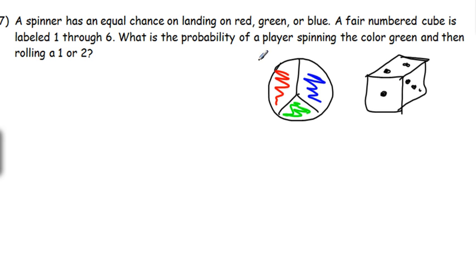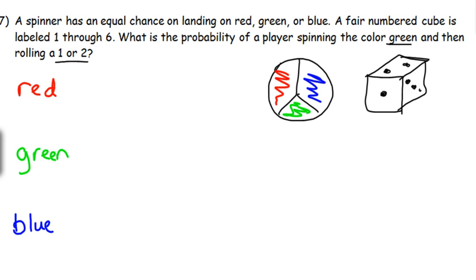Alright, let's do this. So what's the probability of spinning a green and then rolling a 1 or a 2? So there's 2 ways we can do this. The first way, we can make a tree diagram to make our entire sample space. So we can start with the spinner. There are 3 different ways that spinner can land. It can land red, it can land green, or it can land blue. 3 different outcomes for that.